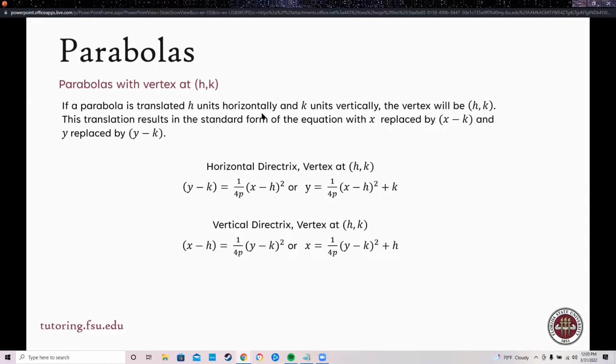In this slide, you can see how to relate the parabola graph to the parabola equation. If the parabola is translated h units horizontally and k units vertically, the vertex will be at the point h, comma k. And as the slide says, this translation results in a standard form of the equation when you replace x by x minus h and y by y minus k, where h and k are the distance to the vertex, or the translation.